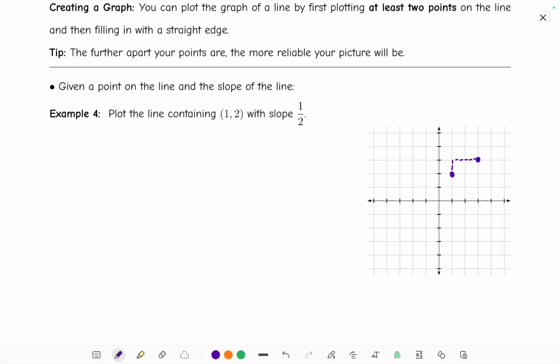Now for this example, I'm going to show you that you can actually flip it around even. Instead of going up 1, you can go down 1. But in order to get a point on the same line, you also have to do the opposite on the bottom. So instead of going right 2, you go left 2. And you can see that these 3 points I just made all fall on the same line.